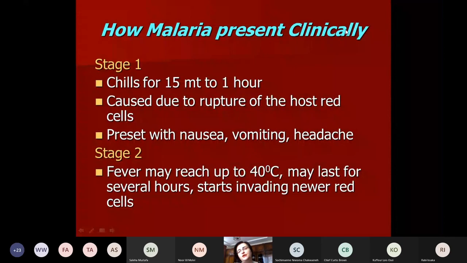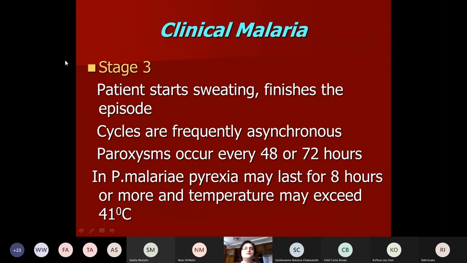How does malaria present clinically? Stage 1: chills for 15 minutes to 1 hour, can vary, caused by rupture of the host red cells. Patients present with nausea, vomiting, headache, and chills, with increasing temperature. Stage 2: fever may reach up to 40 degrees and last for several hours, as the parasite starts invading new red cells.